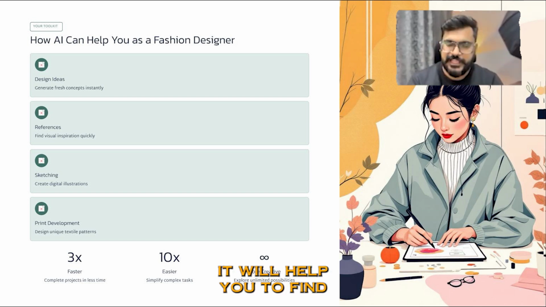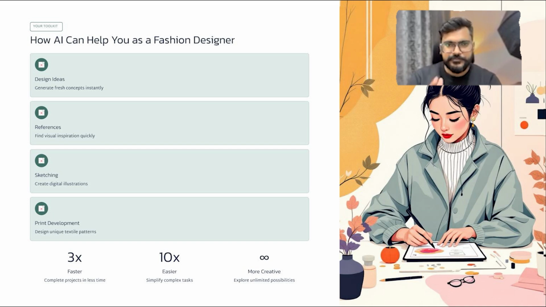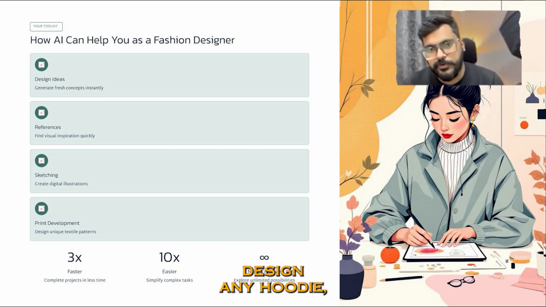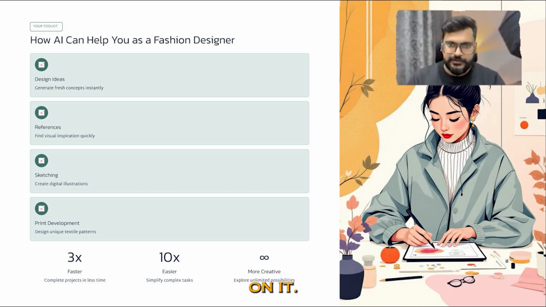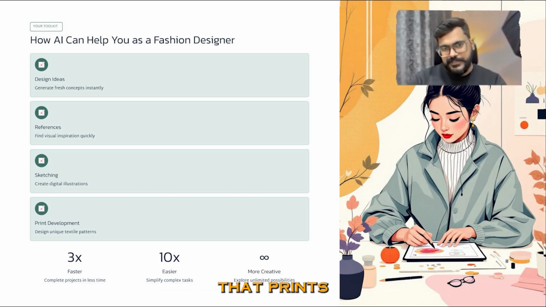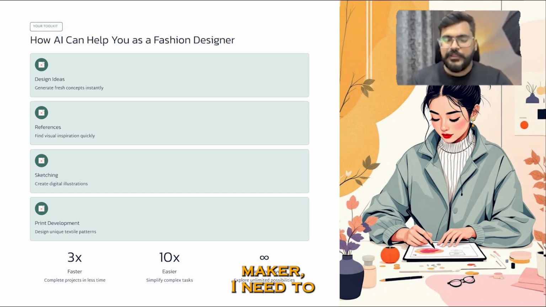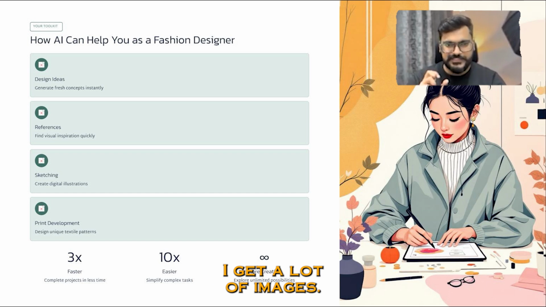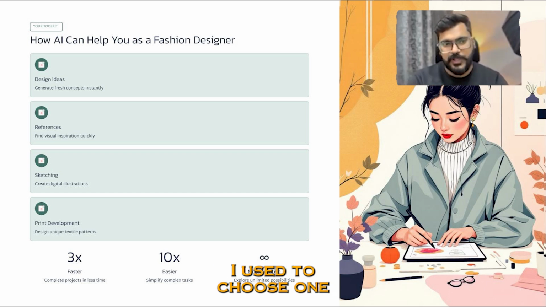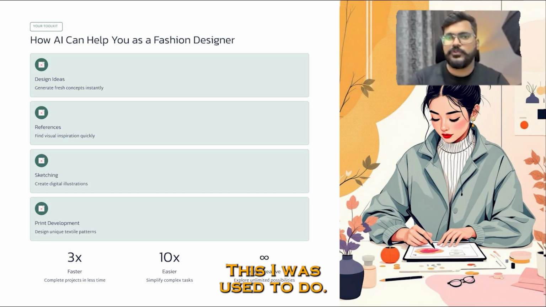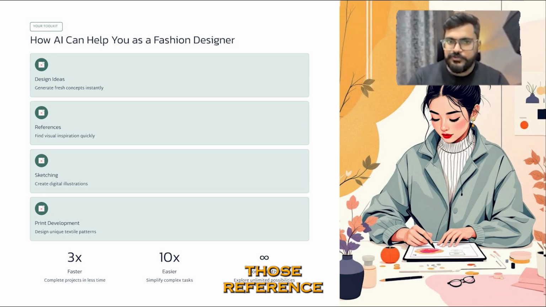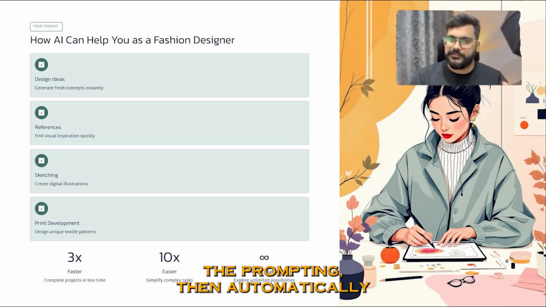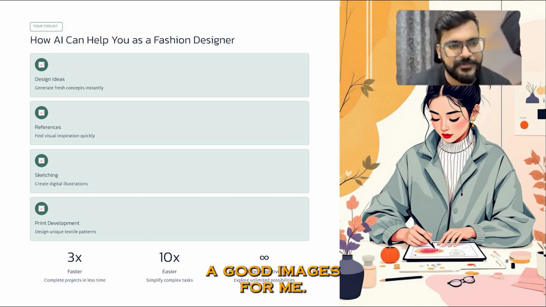Okay, apart from that, it will help you to find the reference images better. Generally, when I want to design any t-shirt or hoodie, I want to place some prints on it. Now, to explain those prints to a karigar or a pattern maker, I needed to search a lot earlier. I used to go to Pinterest, get a lot of images, and then choose one image as a reference image. But nowadays, to find those reference images, I just have to generate some good prompts. After I am done with the prompting, AI automatically creates good images for me.